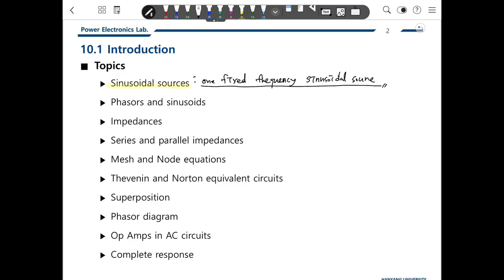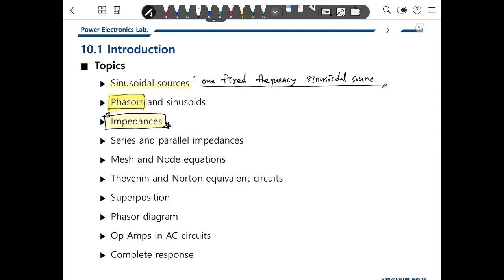And after that, we will discuss the phasor. Phasor is a new concept to describe the system, especially when all the variables of voltage or current are sinusoidal. Then you can use the phasor. It's very simple. And I will introduce the impedance. Impedance is a very important concept.